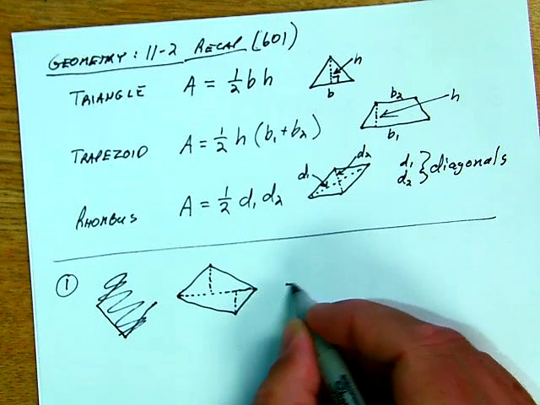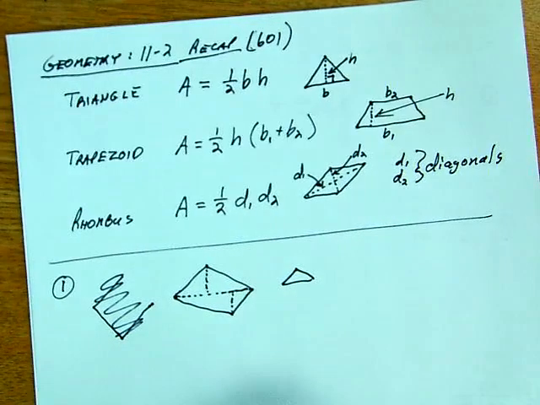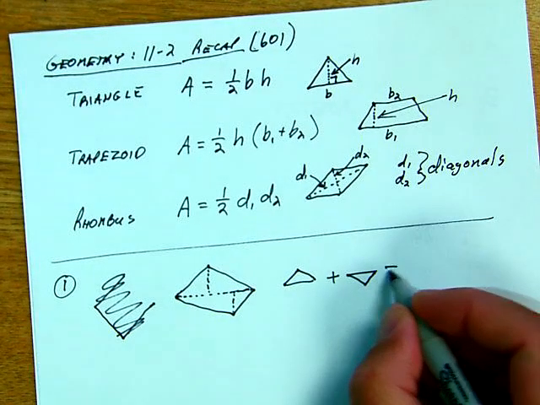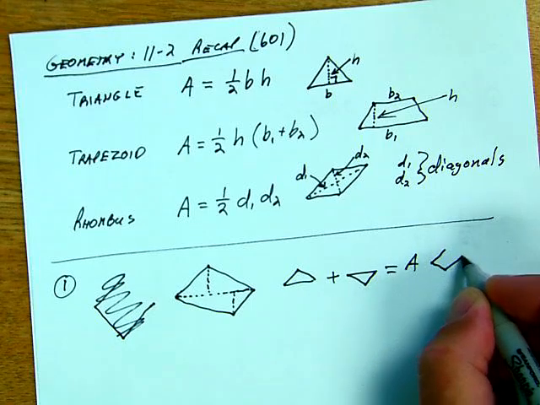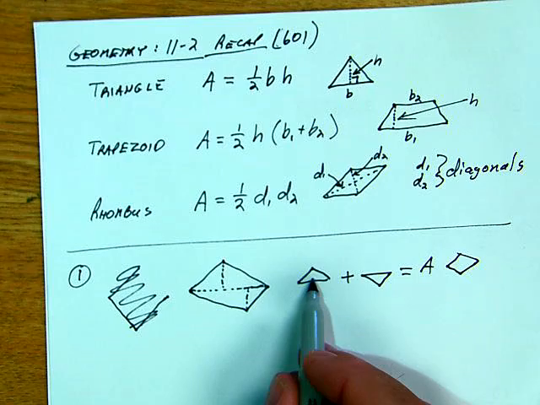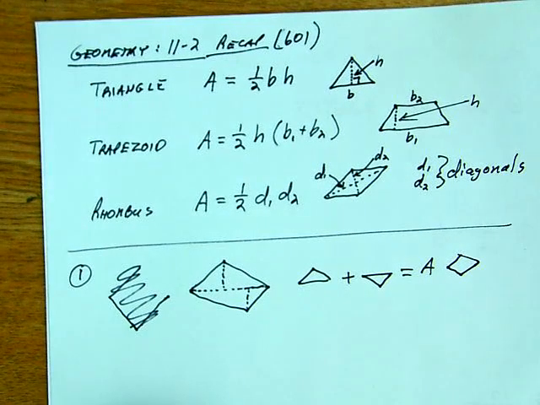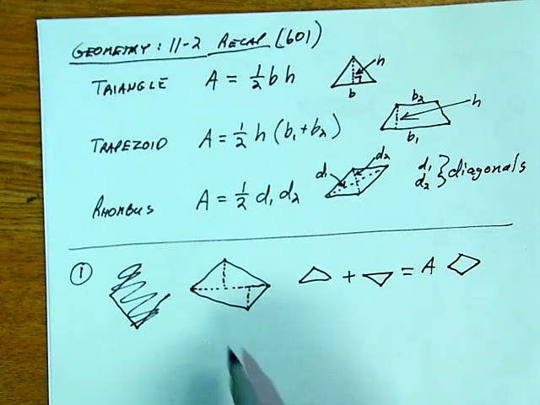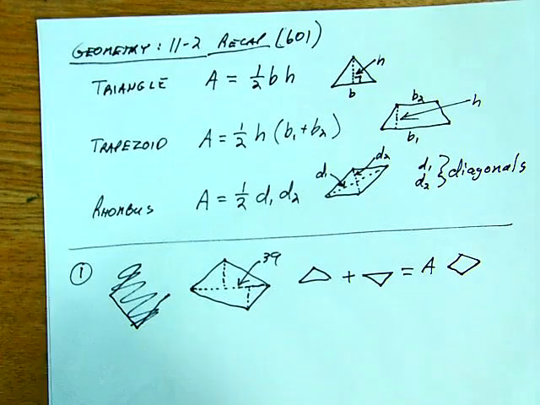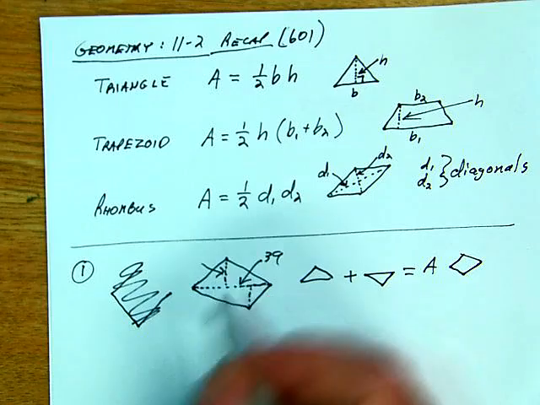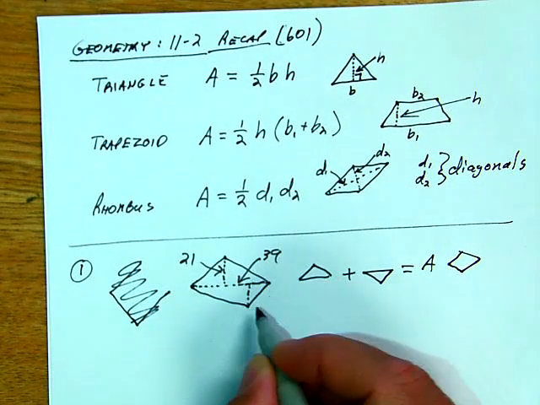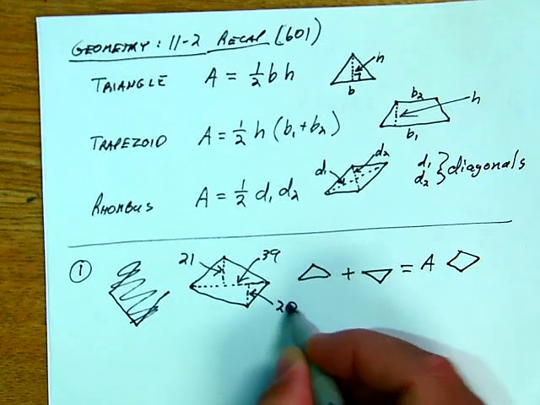I've now drawn basically that top half of that quadrilateral and the bottom half. If I add them together, that'll equal the area of the whole thing. So all I really have to do is calculate the area of two different triangles. And in this example, we're told that this middle line is 39 long. We're told that that height is 21 and that height is 20.